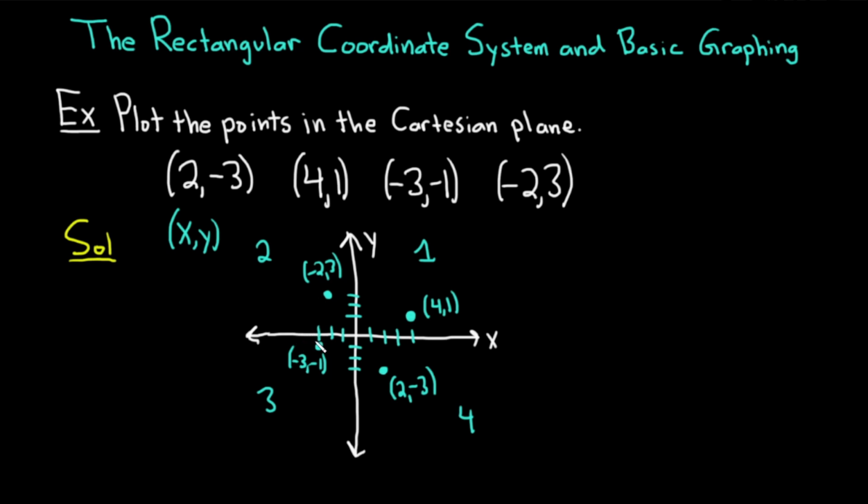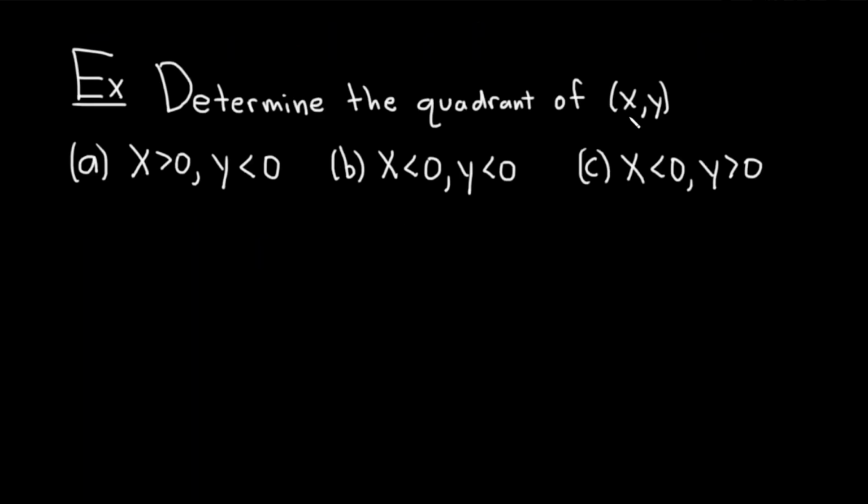Let's go ahead and do a different type of problem. Determine the quadrant of (x, y). We have 3 parts, A, B, and C. Let's go ahead and work through these. Solution. So for part A, we're told that x is greater than 0 and y is less than 0. So x greater than 0 basically means that x is positive, and y less than 0 means y is negative.